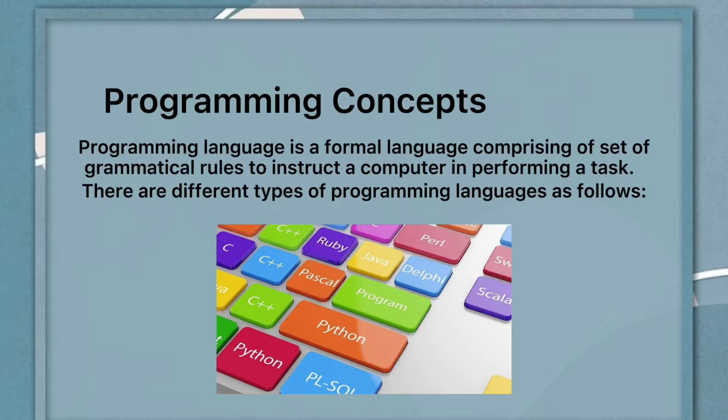Programming language is a formal language comprising a set of grammatical rules to instruct a computer in performing a task. There are different types of programming languages as follows.